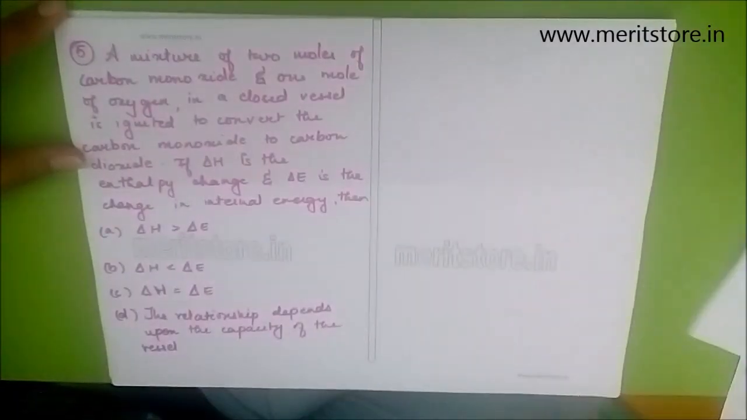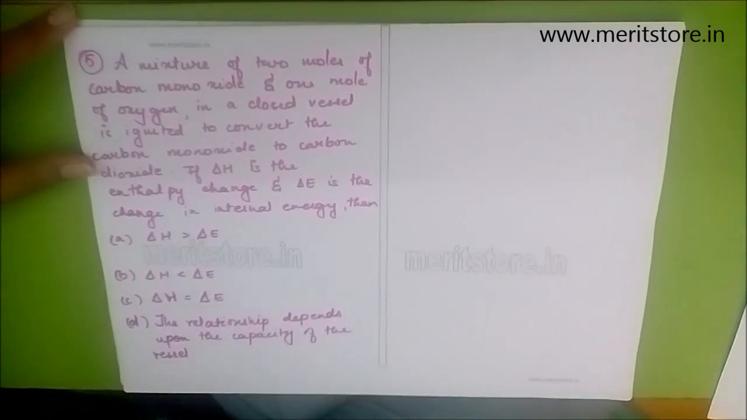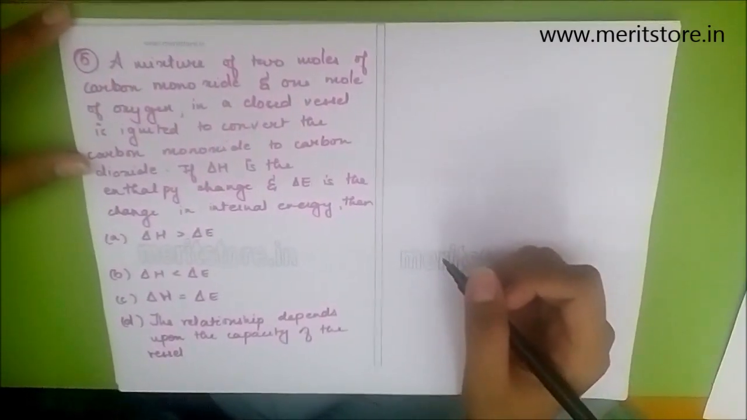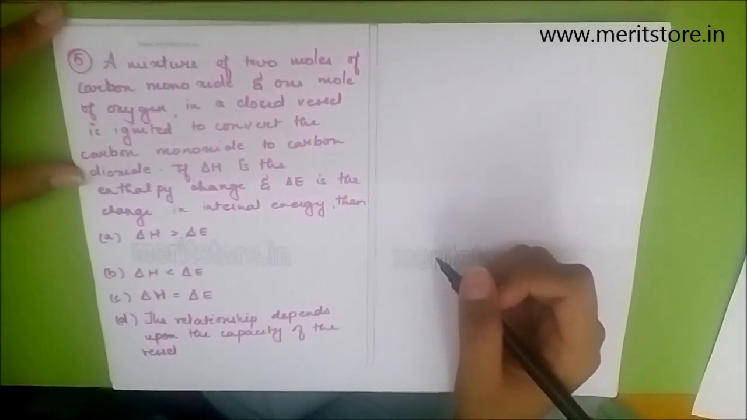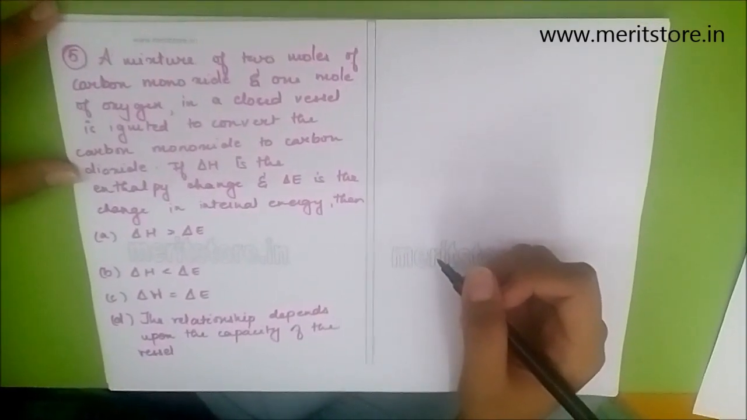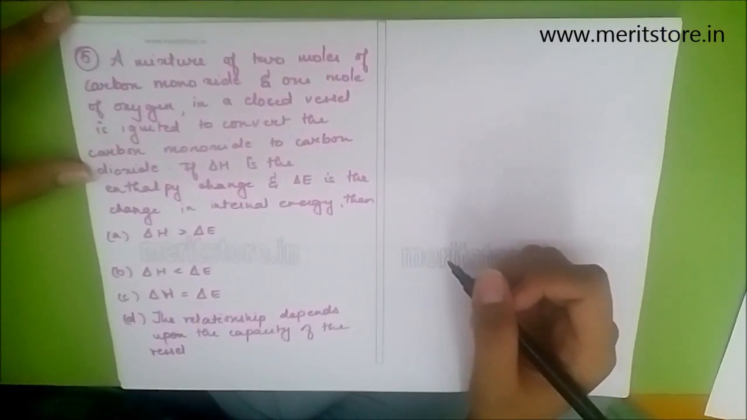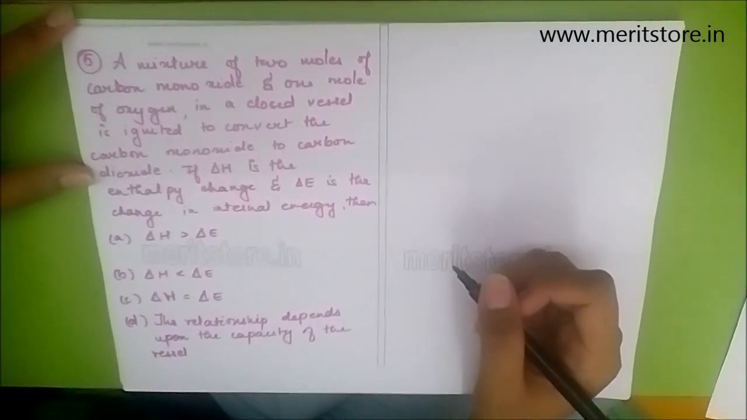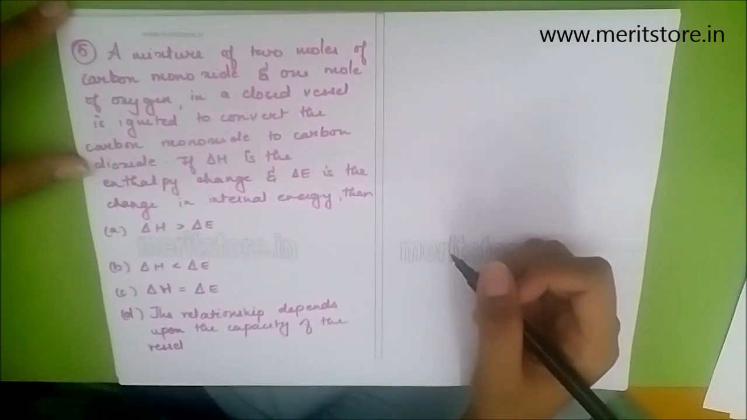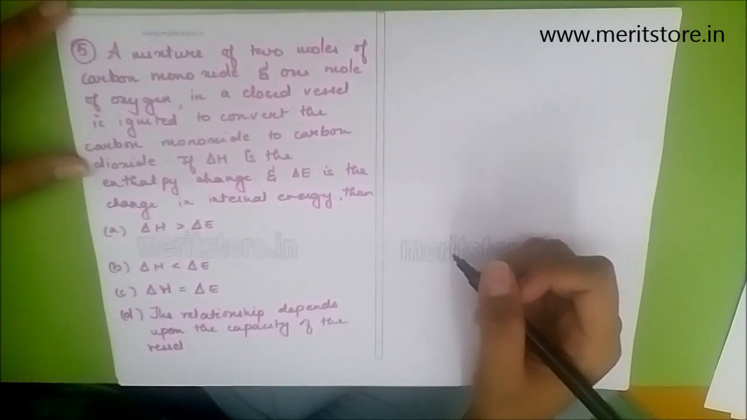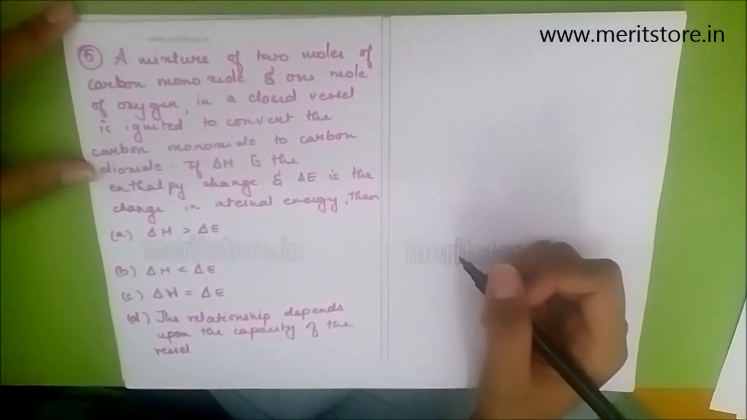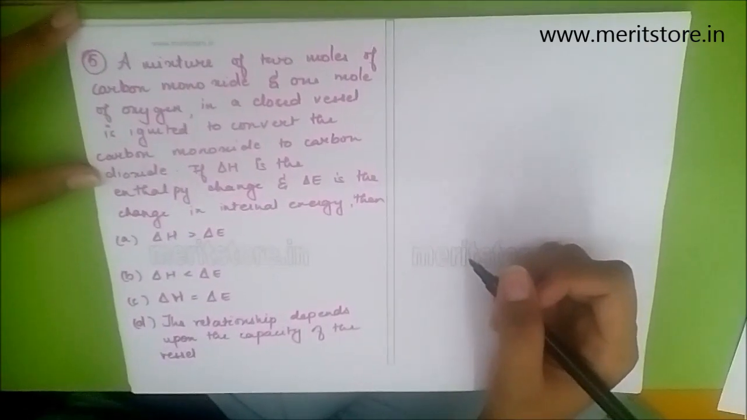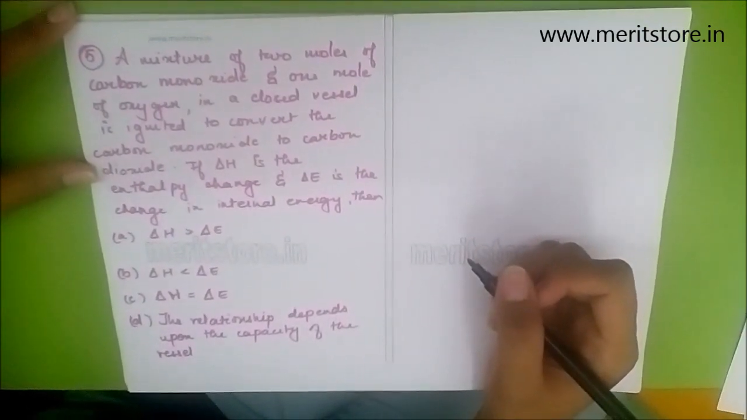A mixture of 2 moles of carbon monoxide and 1 mole of oxygen in a closed vessel is ignited to convert the carbon monoxide to carbon dioxide. If delta H is the enthalpy change and delta E is the change in internal energy, then delta H is greater than delta E, delta H is smaller than delta E, delta H is equal to delta E, or the relationship depends upon the capacity of the vessel.